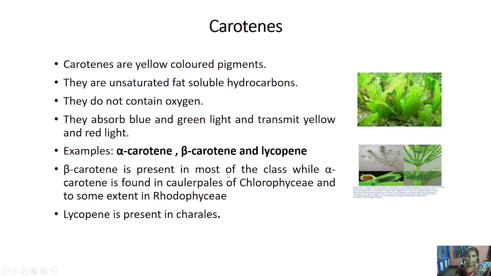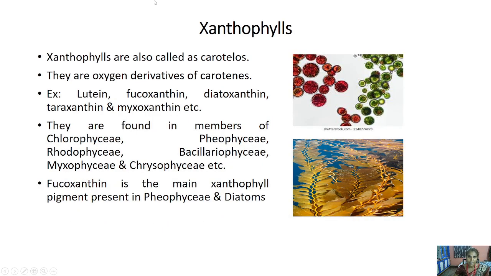Beta carotene is present in most of the classes, while alpha carotene is found in Chlorophyceae, and to some extent in Rhodophyceae also, whereas lycopene is present in some others. So these are the different types of carotenes. Coming to the xanthophylls, which are a type of carotenoid. Xanthophyll is also called carotenol. They are oxygen derivatives of carotene. Examples are lutein, fucoxanthin, diatoxanthin, taraxanthin, and myxoxanthin.